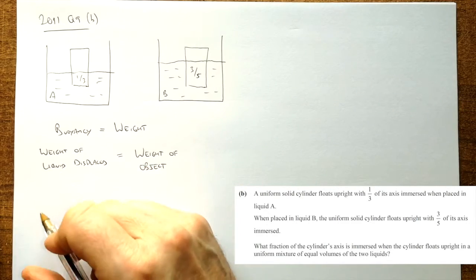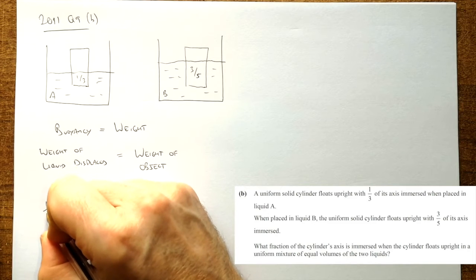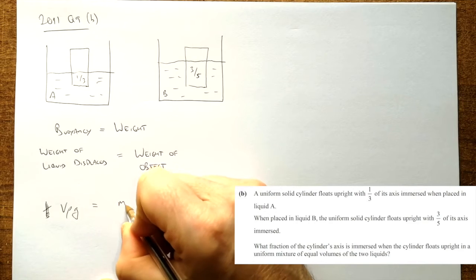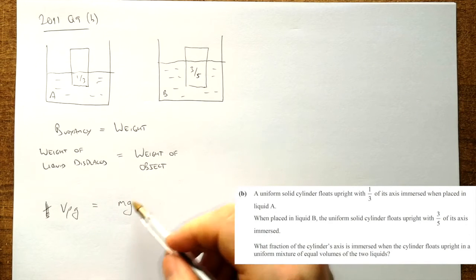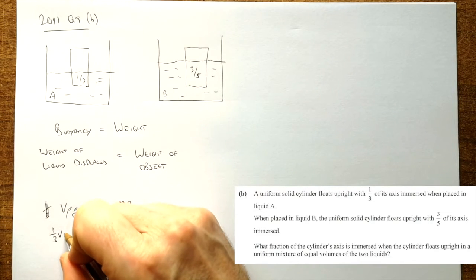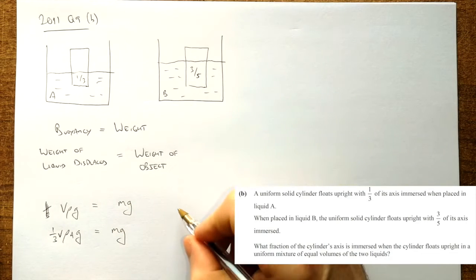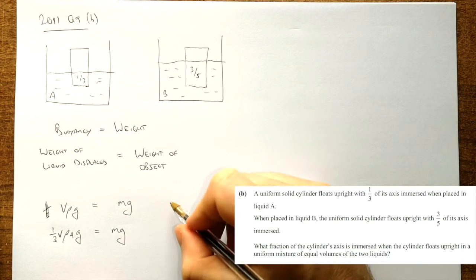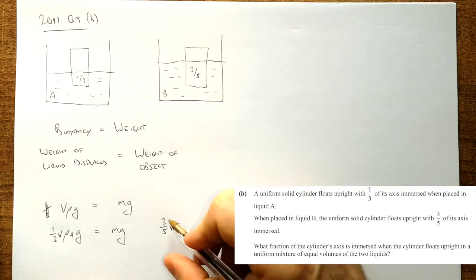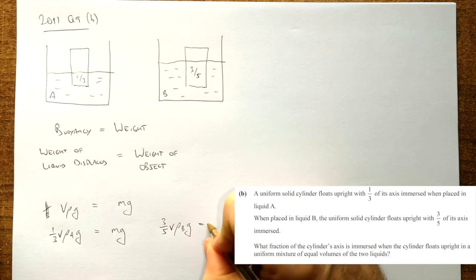So for A, we have the weight of the liquid displaced, which is the volume of it times rho g, equals mg. That's the first line of this one, no harm to put it down. That's the weight of the object. So V rho g is a third V, because that's how much liquid was displaced, by rho A by g. That equals mg. For the second one, using the same equation, we get 3/5 V, V being the volume of the cylinder, by rho B by g. And that equals mg.